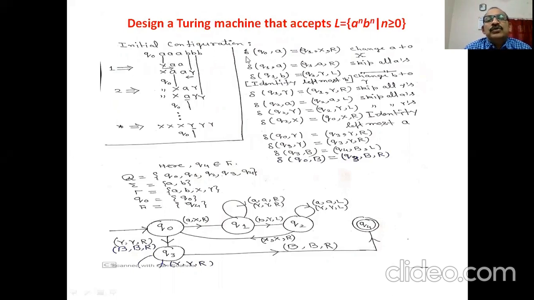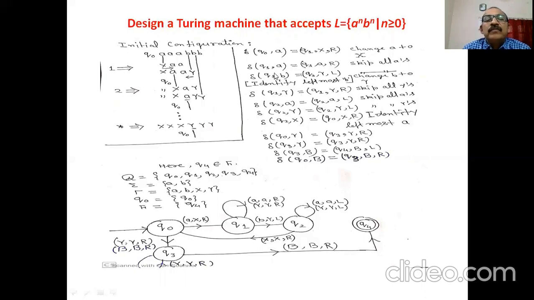So machine in state Q0, input is A, we want to convert A into X. Machine in state Q0, input is A, it goes to the state Q1, replaces this A by X and moves in the right direction. Then next step is skip all A's. This is the corresponding transition function. Machine in state Q1, if input is A, it remains in the same state, replaces this A by A and moves in the right direction.